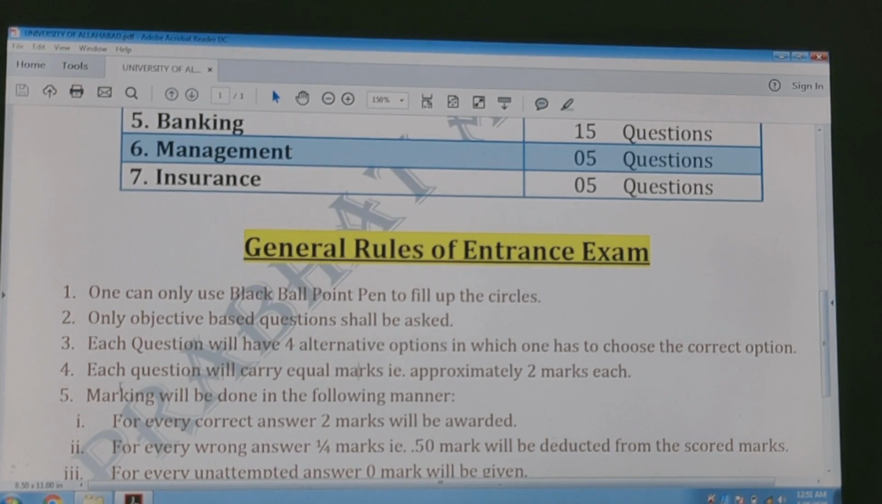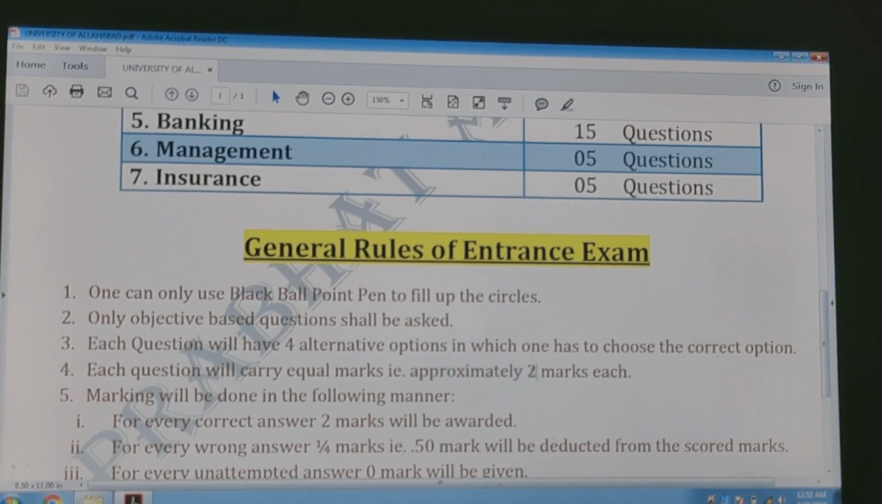Next, moving on to the next point. The next point says each question will carry equal marks. There will be no discrimination, like an accountancy question being of more marks and an economics question being of less marks. No, not like that. Every question will have equal marks, approximately 2 marks each. And why I'm using the word approximately is because every year the university changes the marks allocated to the questions.